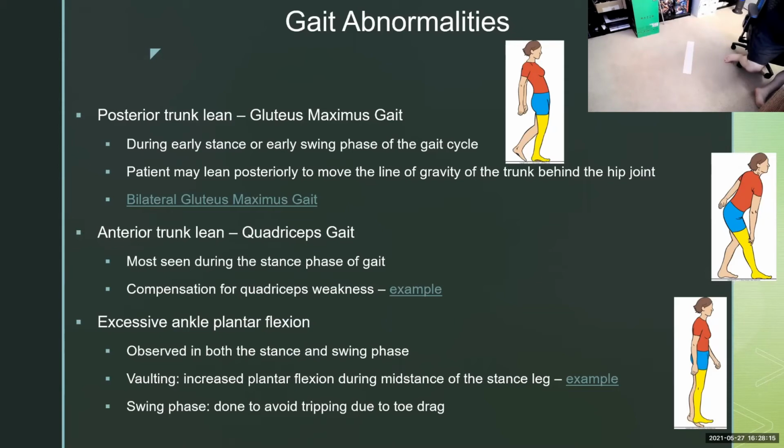So excessive plantar flexion. How would you know, if you're like, okay, so they're vaulting, is my problem my tibialis anterior or is it my gastroc? How would you know that? What could you do? Instead of just watching them walk, what else could you do? You could do manual muscle testing. Muscle testing, good, right?